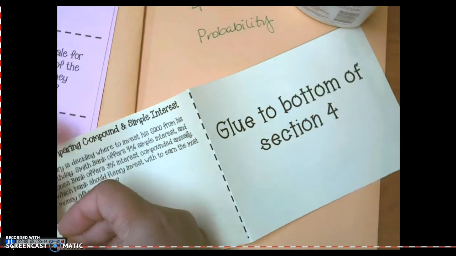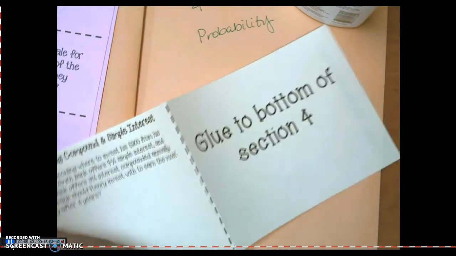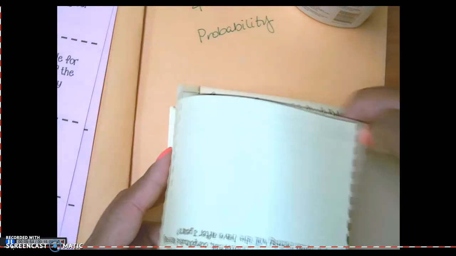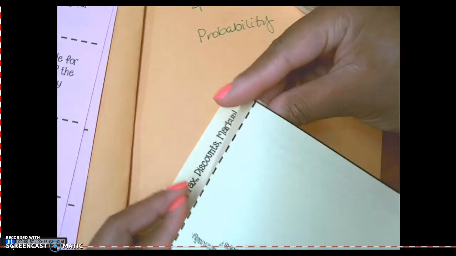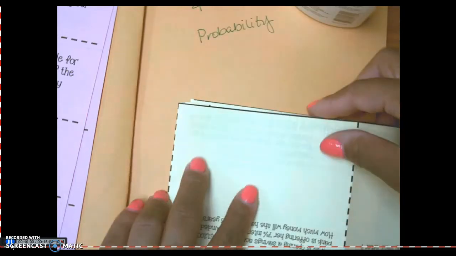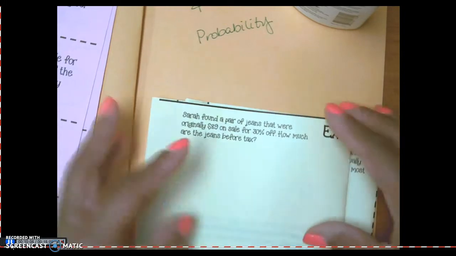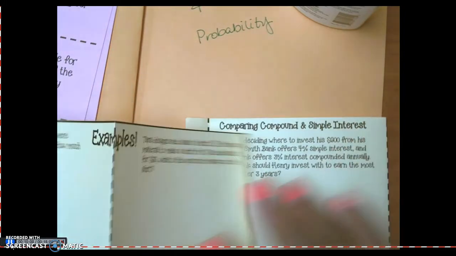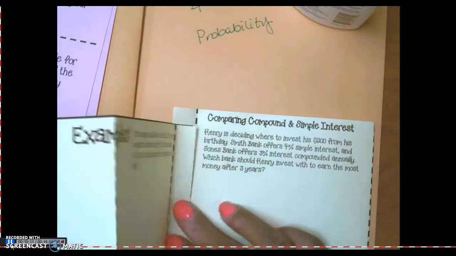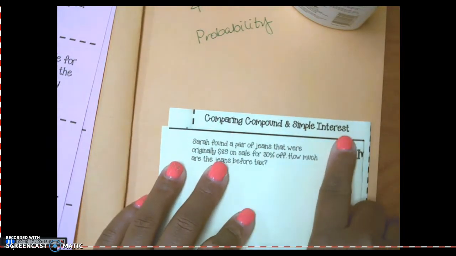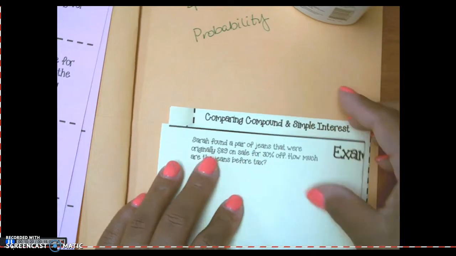Section 4. These are upside down, upside down. Okay, Miss Starley's going to have to come around and fold these for y'all. And I want to glue these a little offset so we can see what the topic is. So this is comparing compound and simple interest. I will do these for you. We got to move on.